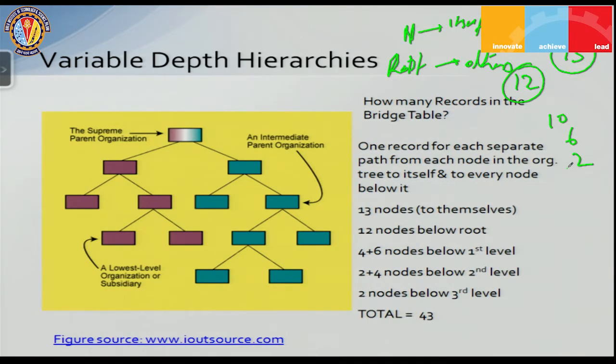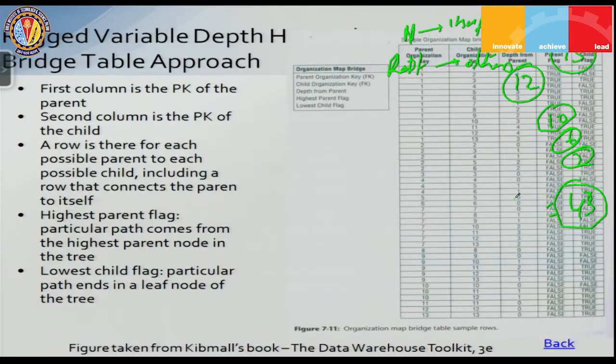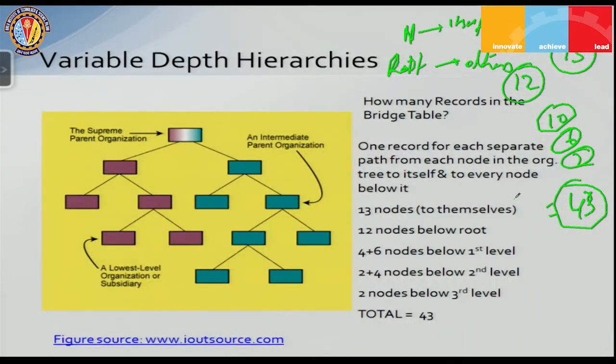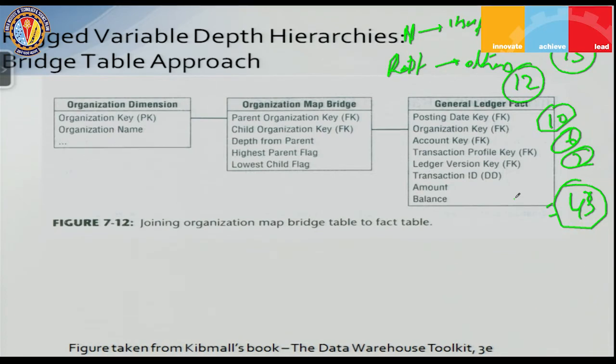So if you add them up, 13, 12, 10, 6 and 2, that makes it 43. So there will be a total of 43 records in the bridge table corresponding to this hierarchy. And you already know the concept of bridge tables. We discussed this when we were talking about multi-value dimensions, and this is the table which we just discussed here.